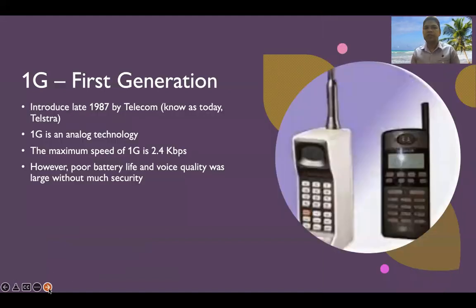And this is the first generation. You can see that the first generation was introduced in 1987 by Telecom, which today we call Telstra. This is analog technology, and the maximum speed is only 2.4 kilobits per second. But the limitations of this generation are poor battery life, and the voice quality was poor, without much security. Of course, this is the first generation, so we have a lot of weaknesses and limitations.